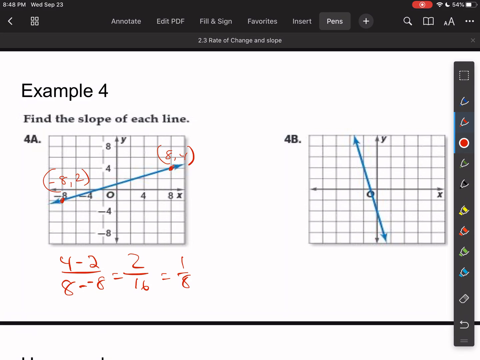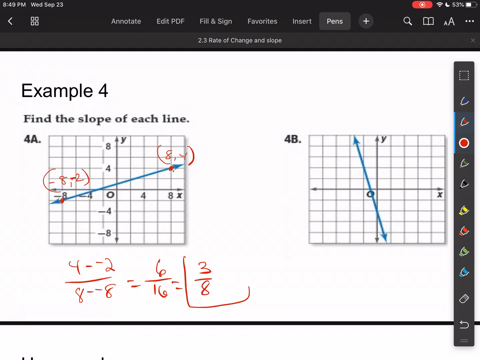And just make sure that that looks good. For some reason that's different than what they're getting in the back of the book. Hold on. What did I do wrong? 8, 4. Negative 8, negative 2. See, look at that little mistake and what it could do. Let's do this one more time. Sorry, guys. Okay, so we have 4 minus negative 2 over 8 minus negative 8. 4 minus negative 2 is 6, because we're going to add those. 8 minus negative 8 is 16. There, that looks better. 2 goes into both of these. 2 goes into 6 3 times. 2 goes into 16 8 times, so we have 3/8. That's what matches the back of the book.